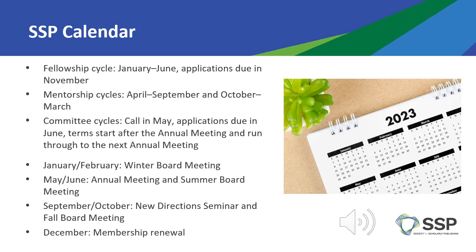Our winter board meeting is in January or February, and then in the fall, in September or October, we have our New Directions seminar, which is a smaller conference compared to our annual meeting, and then we have the fall board meeting. And then memberships renew on an annual calendar basis every year, and December is when you will renew your membership, and the new membership begins every year in January.